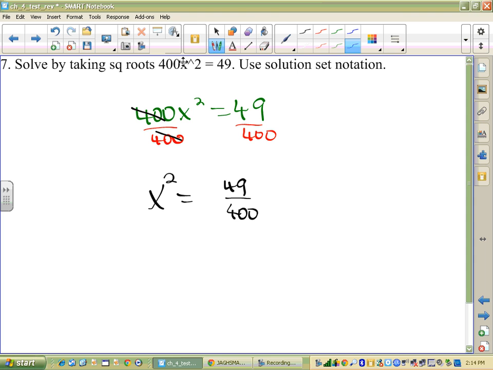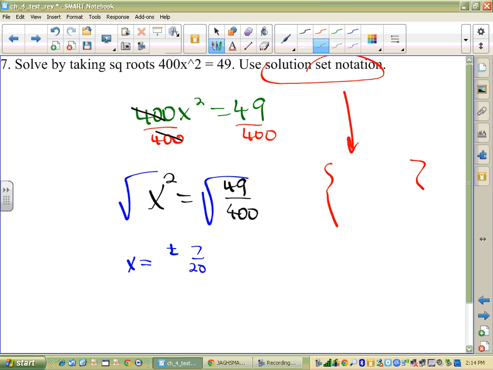So we take the square root. And the quotient property says we can split up a quotient of square roots by making it square root over the square root. So this is going to be 7 over 20. And when you take square roots and you're solving quadratic equations, by the fundamental theorem, plus or minus. So using solution set notation, our answer should be written like this. Negative 7/20, comma, 7/20.